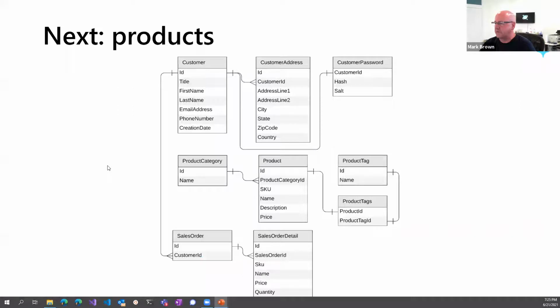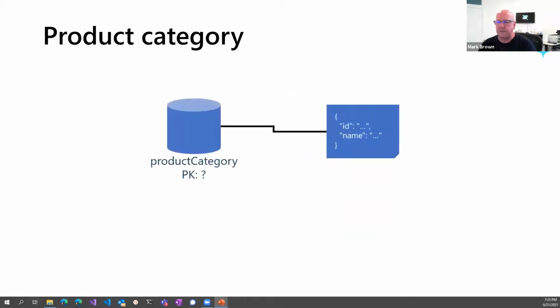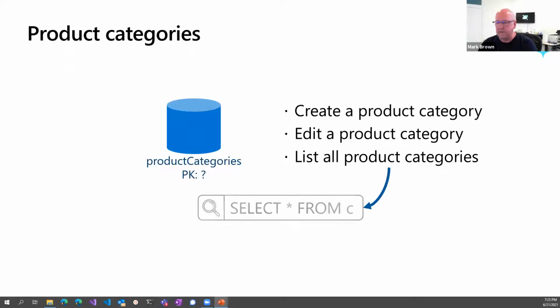Okay, next up, let's look at our product tables here. So I've got product category. I'm going to do the same thing. I'm going to make that into a JSON document. I need to think of a partition key for this thing here. So let's look at its operations. So I need to create and edit a product, and then I need to list all products in here. So again, I want to point out it's important to know the volume of these operations. We're definitely going to list more products than we're going to create or edit them.